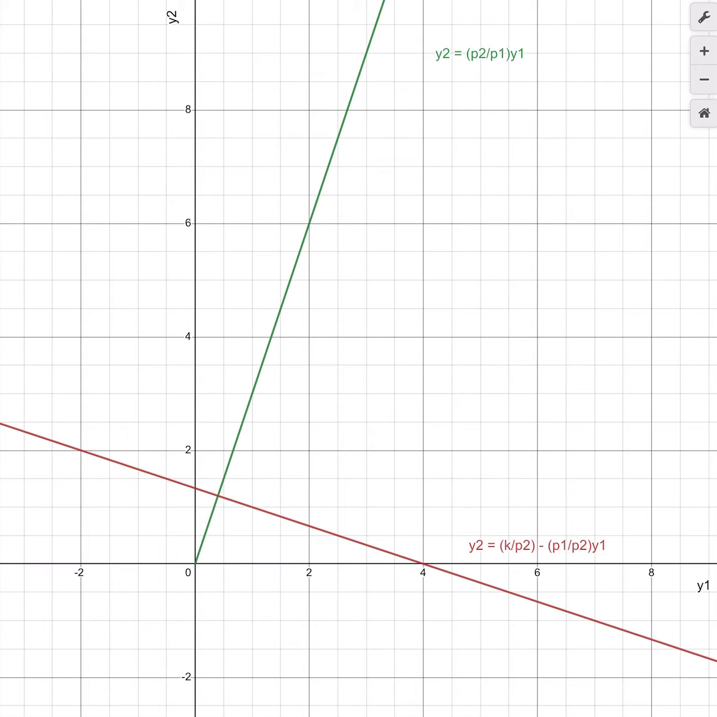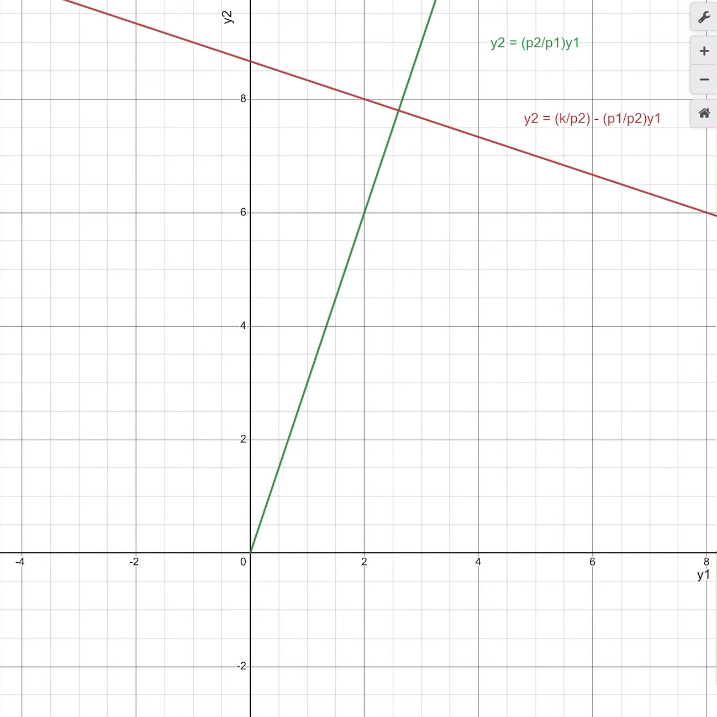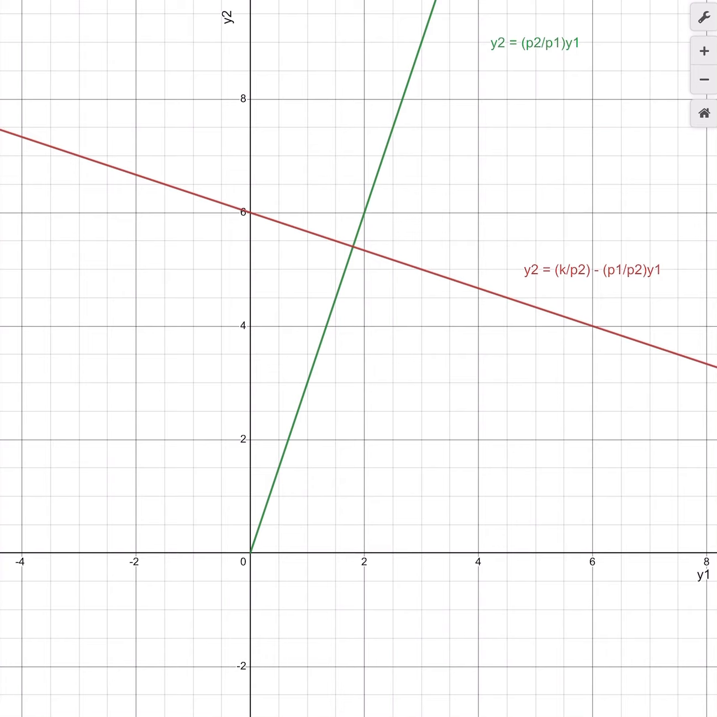Now we can see what happens as we vary kappa, but keep P2 and P1 the same. As we increase kappa, the amount of profit, the curve just shifts. It shifts higher along this green line, out from the origin, and it's always perpendicular to that green line.